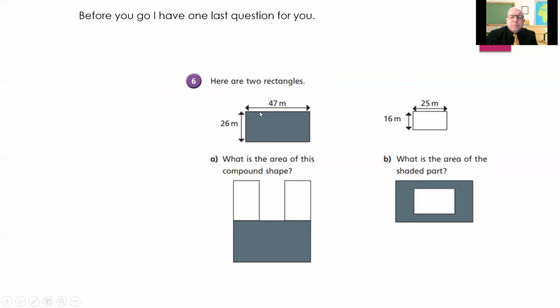Here are 2 rectangles. The grey one is 26 by 47, and the white one is 16 by 25. We've got 2 shapes here. I want you to work out the area of each by doing some multiplication. So this one, A, it's a grey shape plus 2 white shapes. So what would that be all together? And B is the grey shape, take away the white shape. So what would that be? Pause the video, have a go at those.